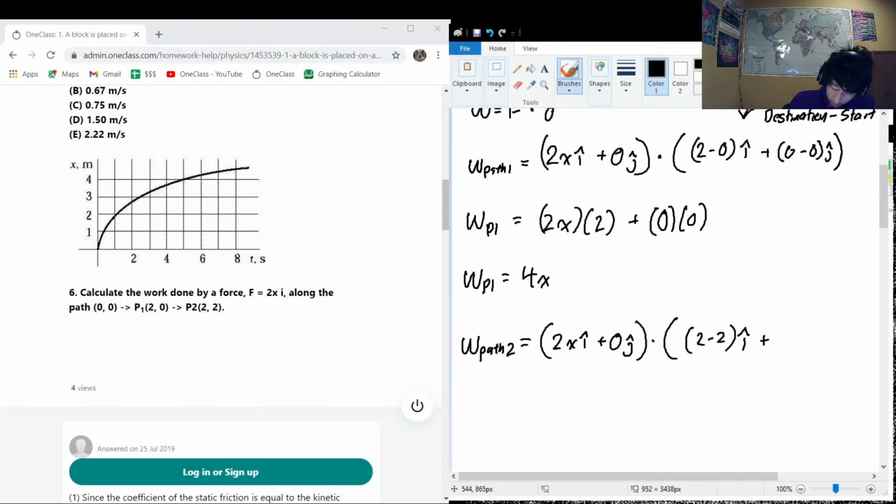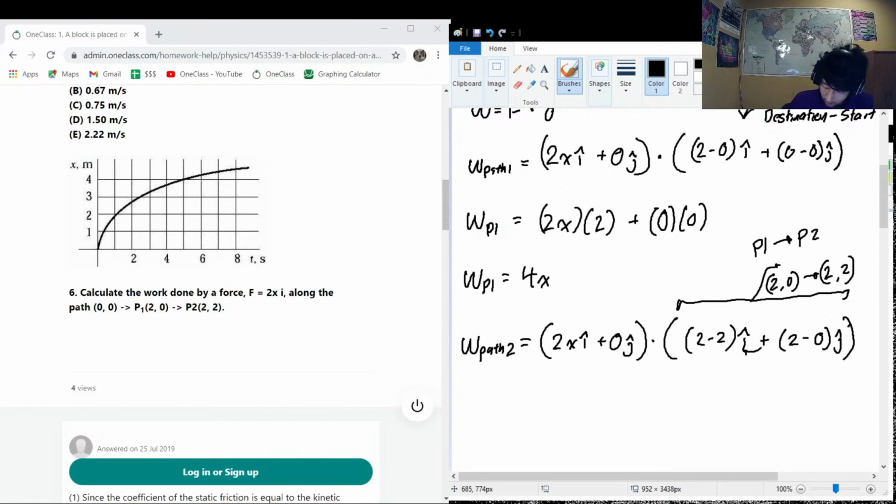And this is going to be plus 2 minus 0 in the j direction. So here is P1 to P2, 0 until 2, 2. Okay, and as you can see, this would just be 2 in the y component.